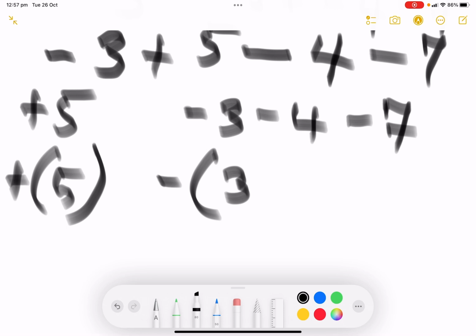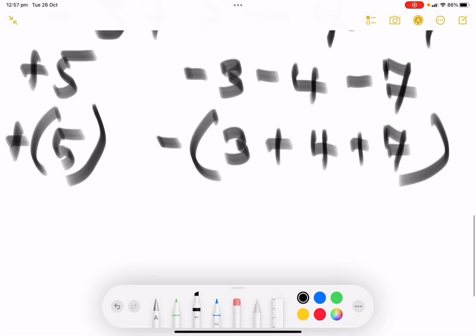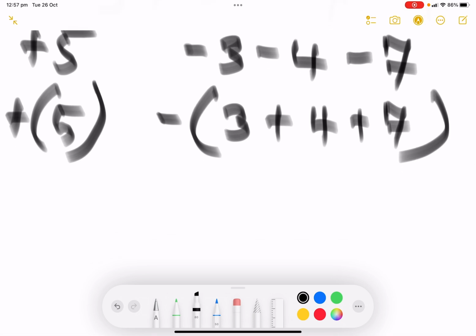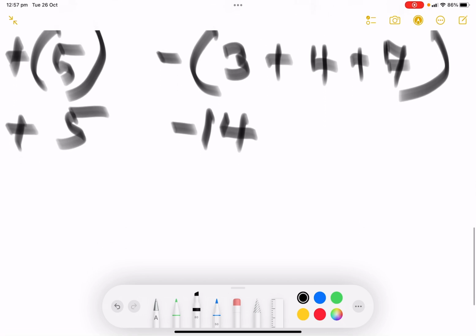So 3 plus 4 plus 7. So 3 plus 4, 7. 7 plus 7, 14. So we have minus 14. And here we have plus 5. So what next? The final step is to use the mixed sign rule.